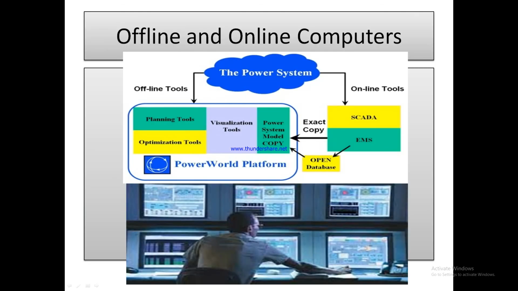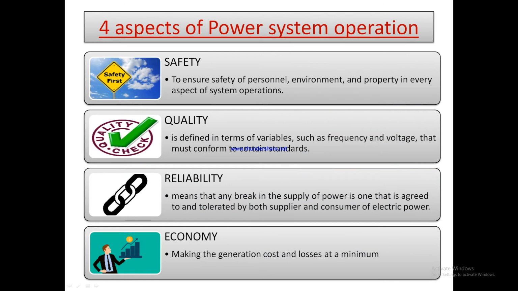To perform the above functions, offline mode and online mode computers are used by system engineers. An offline mode is one in which the input data are provided by the human operator and then the computer makes the necessary calculations with the help of the program stored in its memory. Functions like load forecasting, load flow analysis, etc. are done in this mode. In online operation, computers receive the input directly from the system. Functions such as load frequency control, economic dispatch, etc. are examples of online functions of computers.